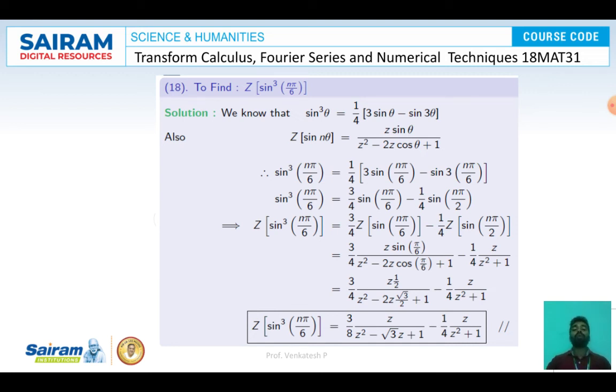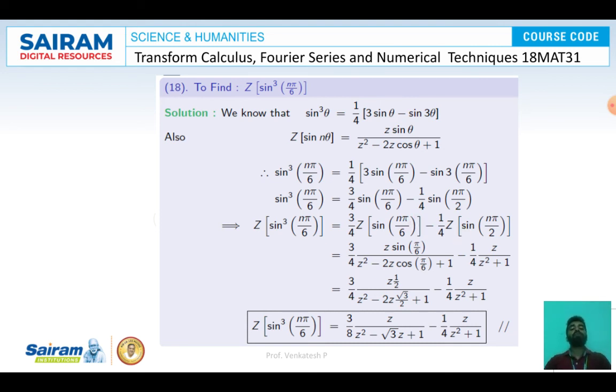So first I'm going to replace this angle theta as n pi by 6 in this equation. So we got sine cube n pi by 6 is 1 by 4 into 3 sine n pi by 6 minus sine 3 n pi by 6. So by simplifying this, we got sine cube n pi by 6 is equal to 3 by 4 sine n pi by 6 minus 1 by 4 sine n pi by 2. So applying now z transform on both the sides, we got z transform of sine cube n pi by 6 is equal to 3 by 4 into z transform of sine n pi by 6 minus 1 by 4 into z transform of sine n pi by 2.